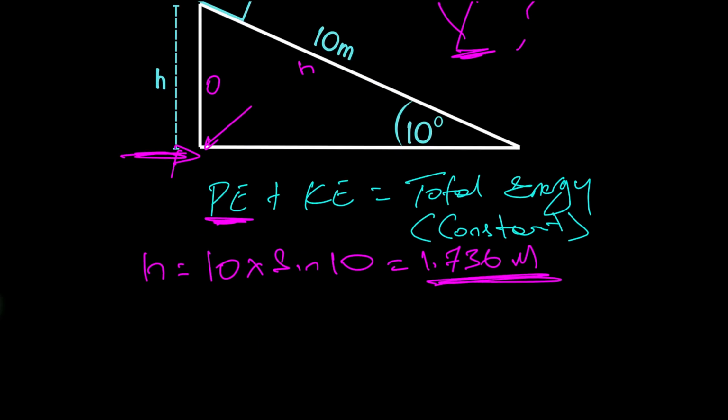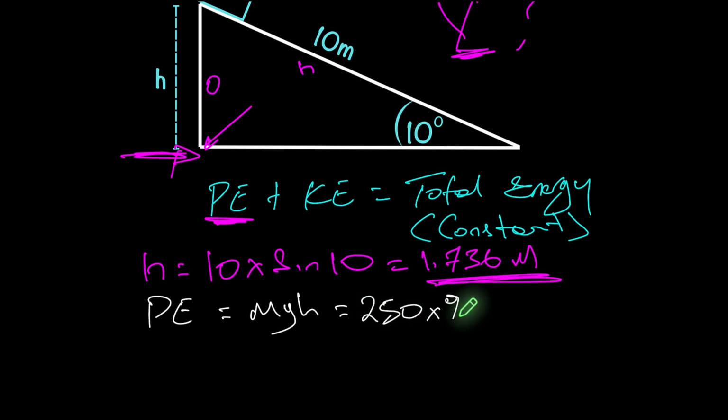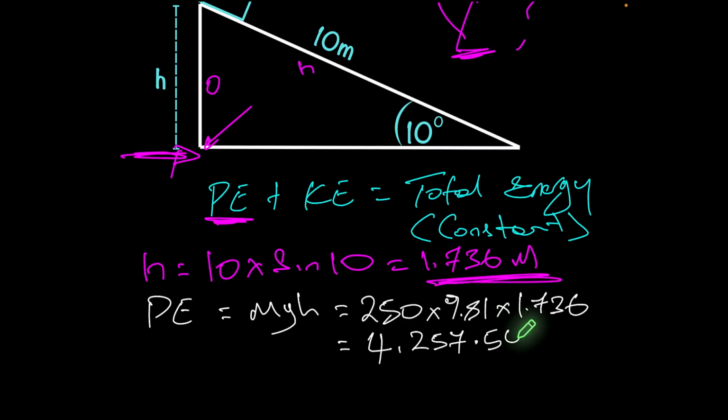Now that we have our height, we're going to use it to evaluate our potential energy. Our potential energy, being mass times gravity multiplied by height, is our mass of 250 kilograms, times gravity 9.81, times the height we just calculated. So we get a potential energy of 4,257.54, and this is in joules. We could have just written this as 4.3 kilojoules.